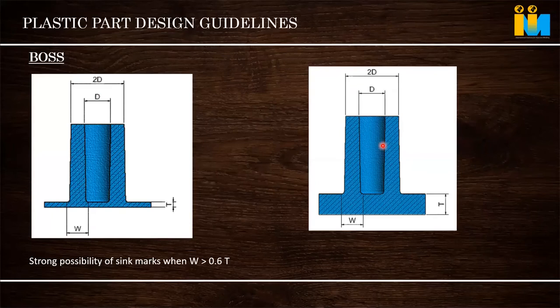See, whether a thread comes or not, if you increase this W value based on mechanical property, then your sink mark is going to come. It has to be as per the thickness of the part. If you want to go for a thread, then first of all increase the T, then increase your thread area, whatever it is.